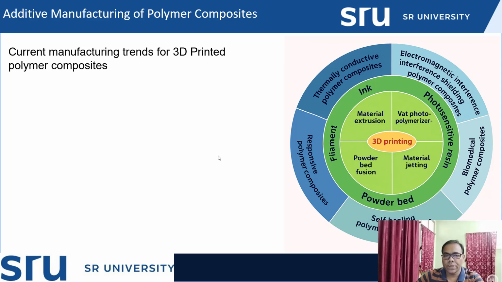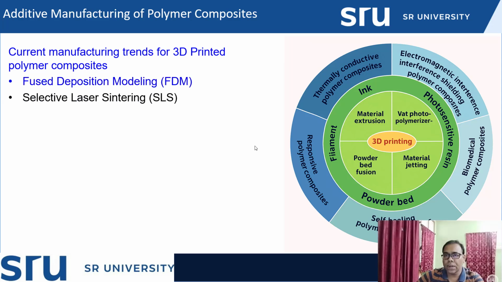Now I will be discussing the current manufacturing trends for 3D printing polymer composite material. Mostly I will be discussing the technologies available for composite material. First is fused deposition modeling, which is one of the widely used. I will be discussing these techniques in detail, one by one, in the coming slides.